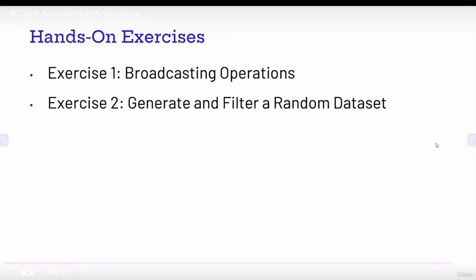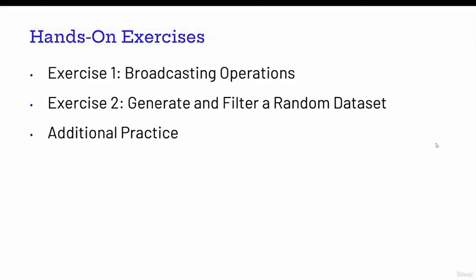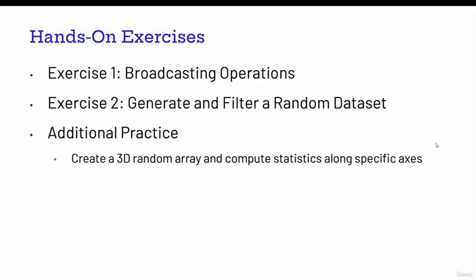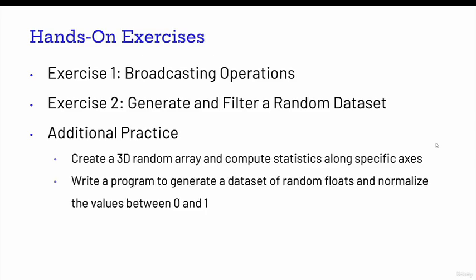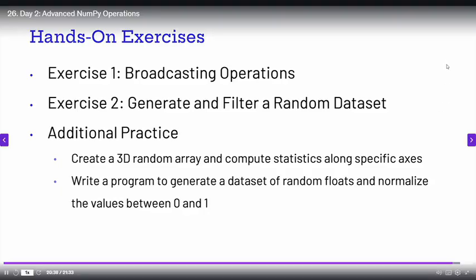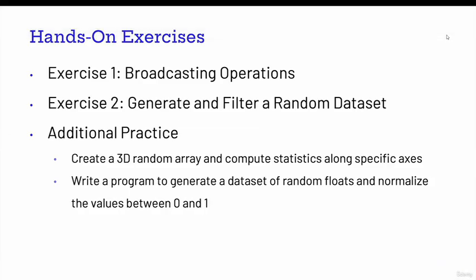Now, let's talk about the next step. So we have some additional practice for you. You can create a 3D random array and compute statistics along a specific axis. We did that previously where we specified axis equal to 0 or 1 depending on if you want to do column or row. Then you can write a program to generate a data set of random floats and normalize the values between 0 and 1. We did something like that.